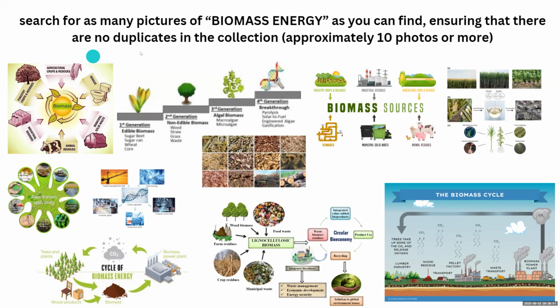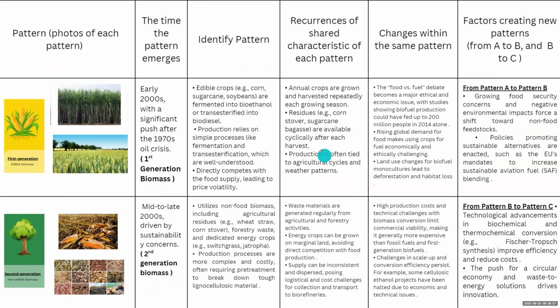To analyze the evolution of biomass energy, I divided it into four generations. The first generation starts from the early 2000s. It includes edible crops like corn and sugarcane, from which we can process biofuel. However, although these edible crops are useful for biofuel, we have the so-called food versus fuel debate.